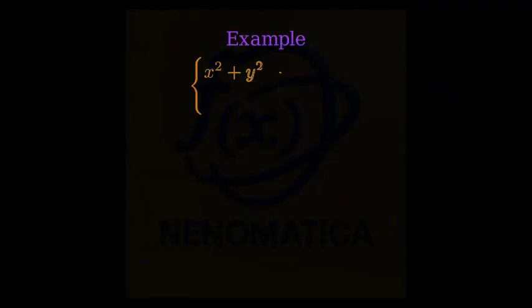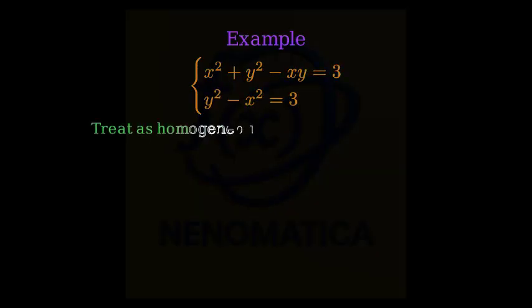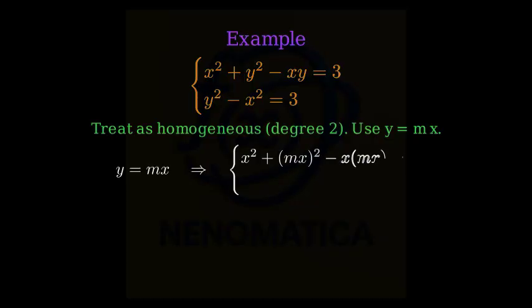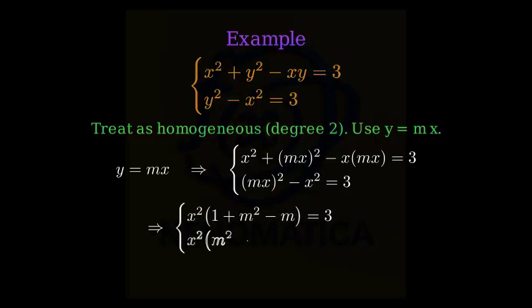Example: we will solve the quadratic system x squared plus y squared minus xy equals 3, and y squared minus x squared equals 3. We will use the homogeneous substitution y equals mx to reduce the system. Because each term is degree 2, setting y equals mx traces rays through the origin. Substitute y equals mx into both equations.